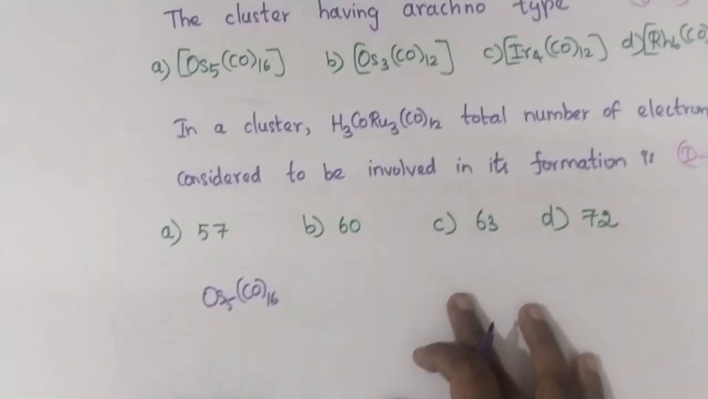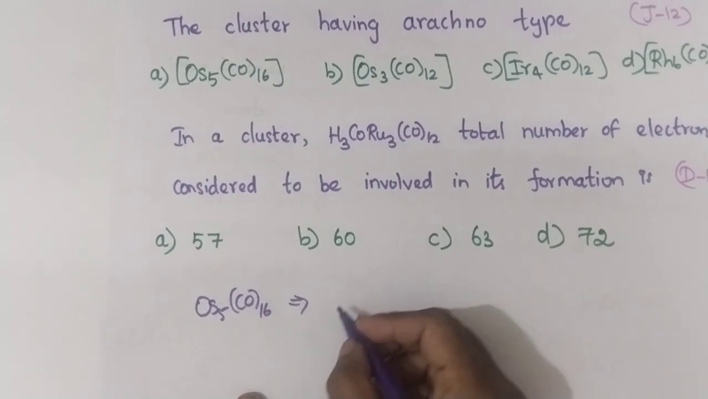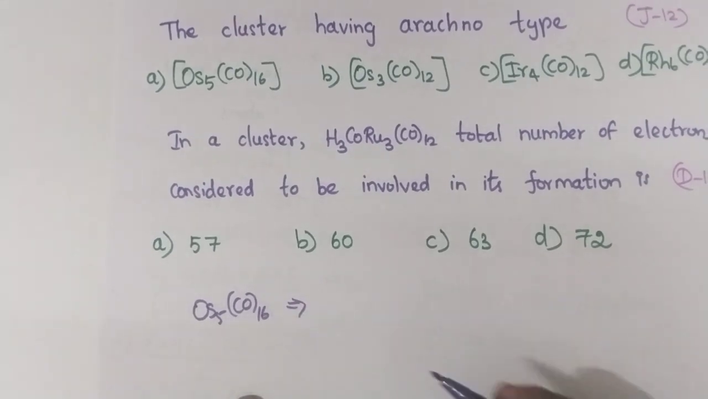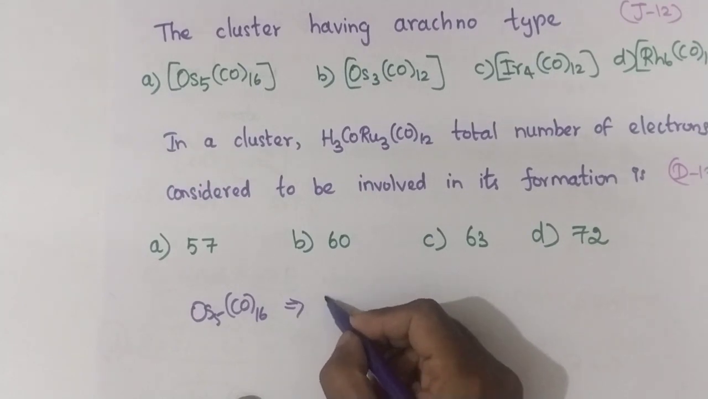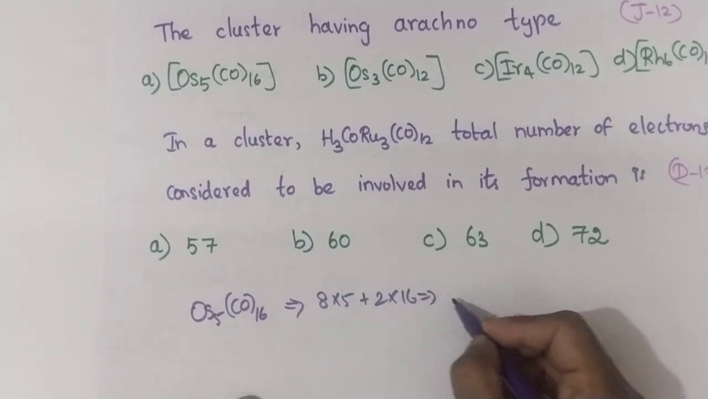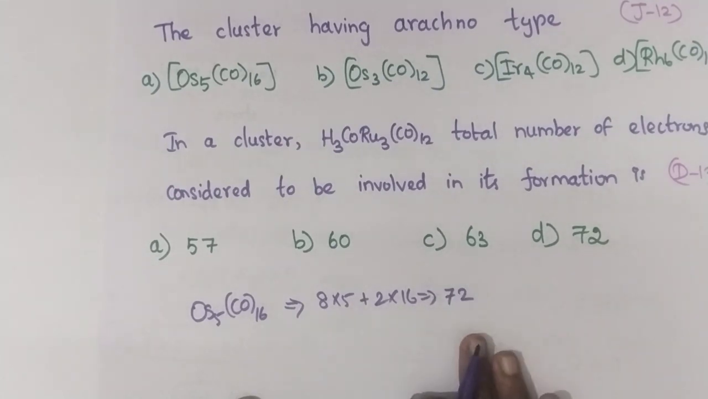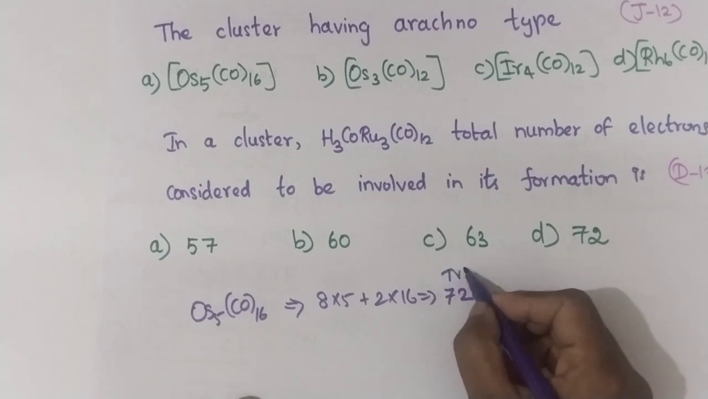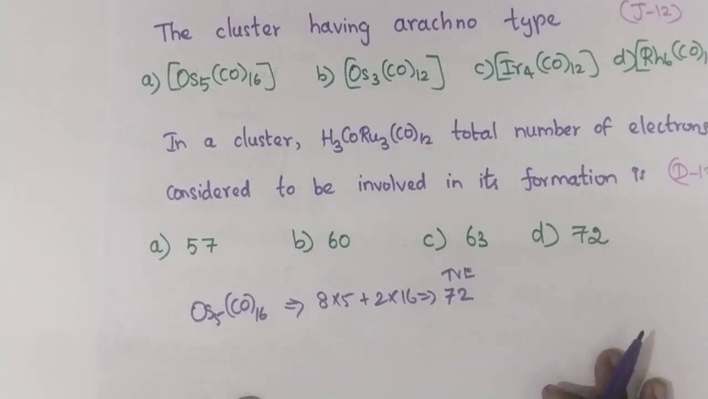Osmium belongs to the iron family. Iron will have a valence electron count of 8, right? So 8 into 5 plus 2 into 16, which will give you 40 plus 32, it is 72. This is the total valence electron count.